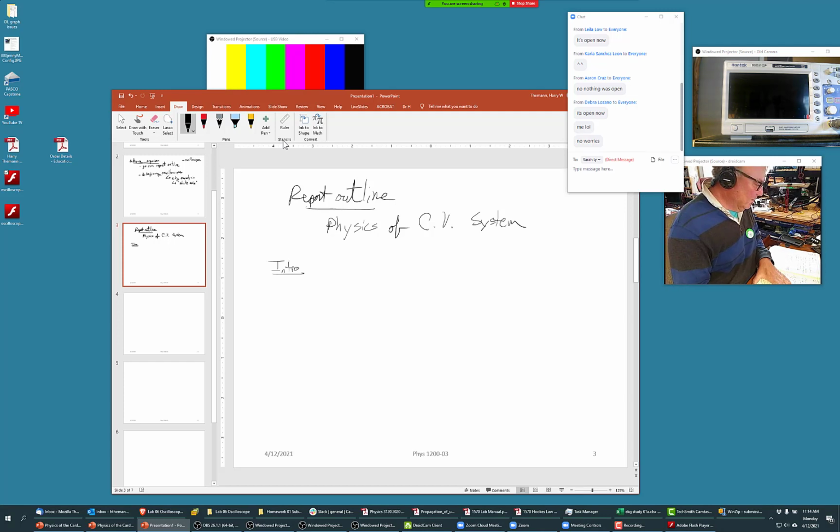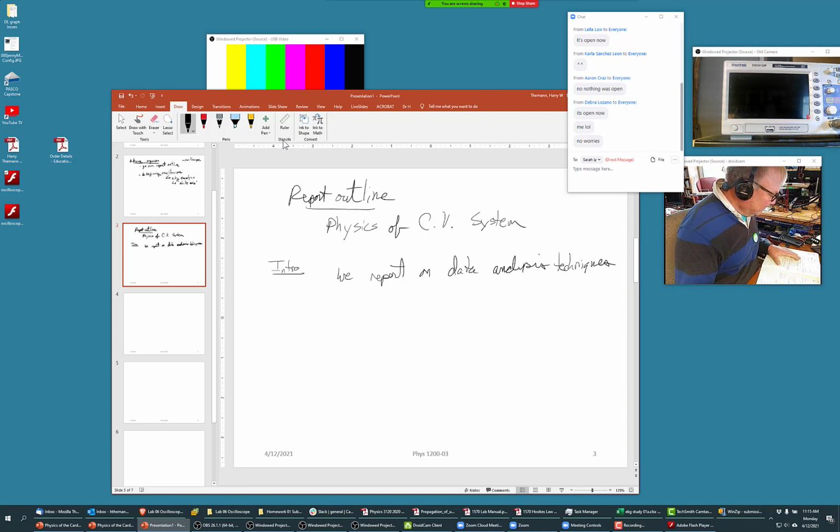especially if you're pre-health. So we report on data analysis techniques. So the wording could get better. I have some cross-outs here, and I had some fits and starts. Applied to two common medical diagnostic tools.